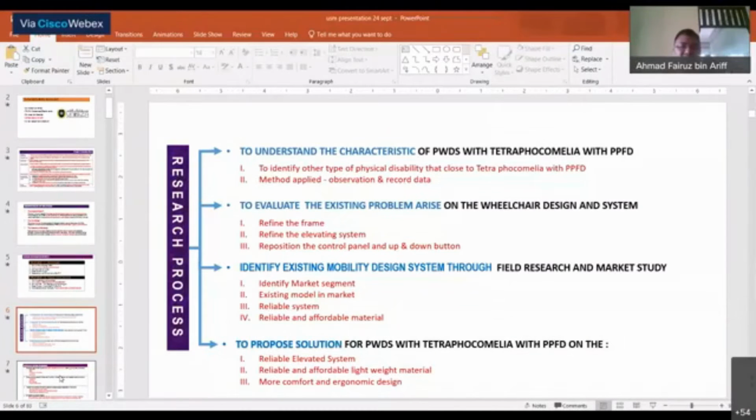Identify the existing mobility design system through field research and market study. Identify market segment, existing models in the market, reliability of the system, reliable and affordable material. Lastly, propose a solution for PWDs with tetraphocomelia with PPFD on the reliable elevated system, reliable and affordable lightweight material, and more comfortable and ergonomic design.